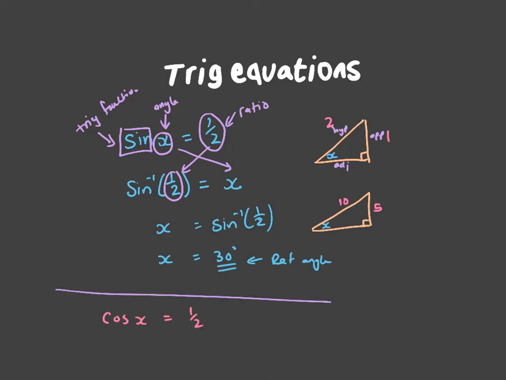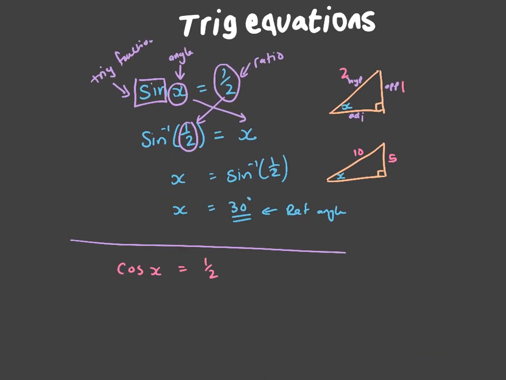Let's look at another straightforward example. If I say cos x is equal to a half, how would you know what x is? In a similar sense, let's have the triangle. You don't need to do it with the triangle, but I think it's important to understand what's going on here. If this is my reference angle, that's my adjacent side, that's my opposite side, and that's my hypotenuse.